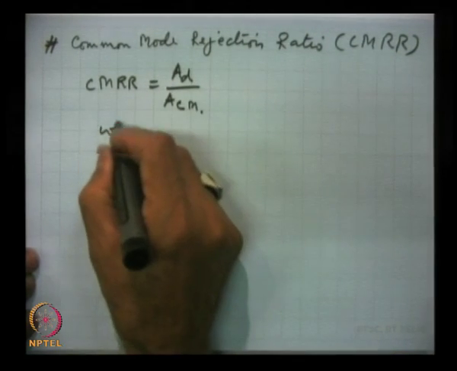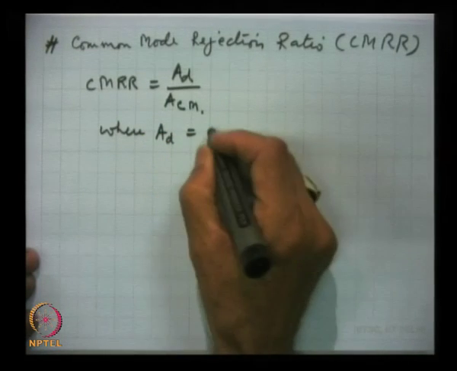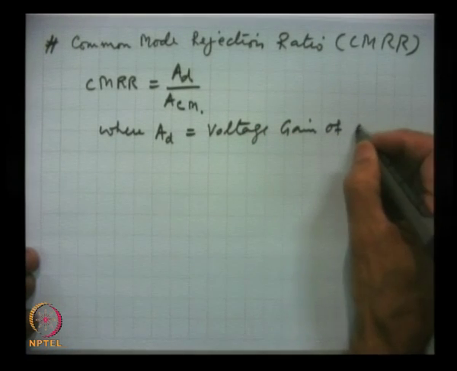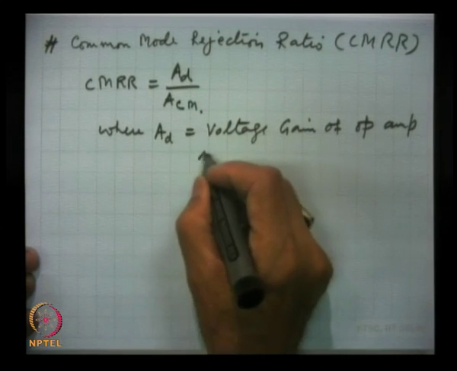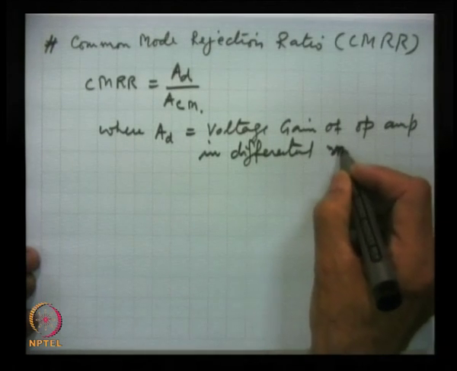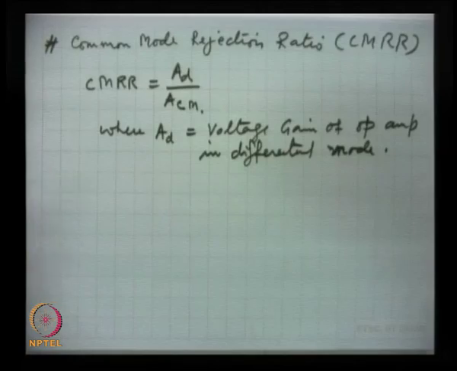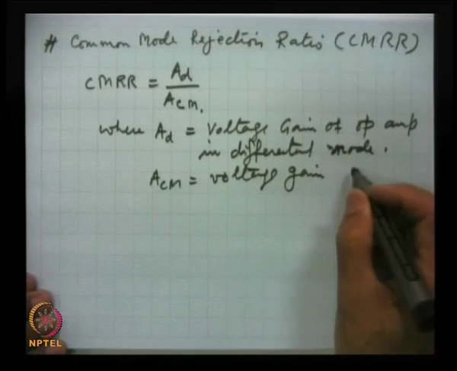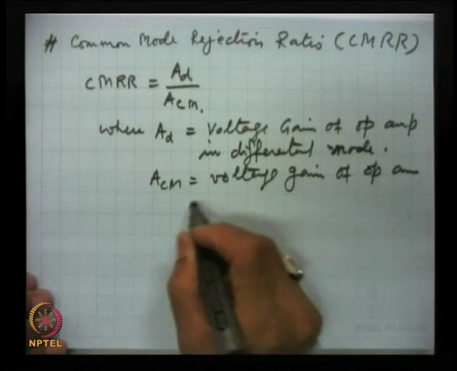where AD is the voltage gain of the op-amp in differential mode. We apply some difference voltage at the inputs, and we measure at the output. The ratio of the two will give the differential gain. We have talked about all this, and ACM is the voltage gain of the op-amp in common mode.